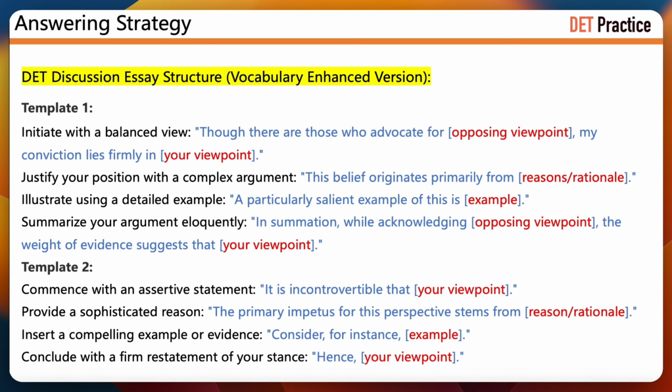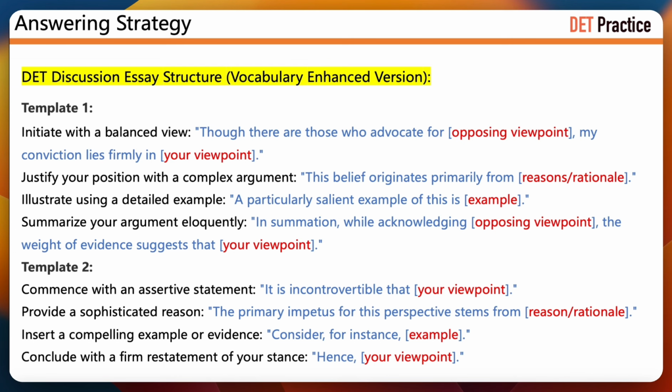This enhanced version of the discussion essay structure focuses on elevating the language and sophistication of responses. In Template 1, more advanced phrasing is now utilized, with the balanced view beginning, "though there are those who advocate for," to introduce a more formal tone. "Justify your position" becomes "justify your position with a complex argument," encouraging more nuanced reasoning. The example introduction changes to "a particularly salient example of this is" for added emphasis and sophistication, while the conclusion now employs "in summation" and "the weight of evidence suggests" for a more scholarly and measured tone.